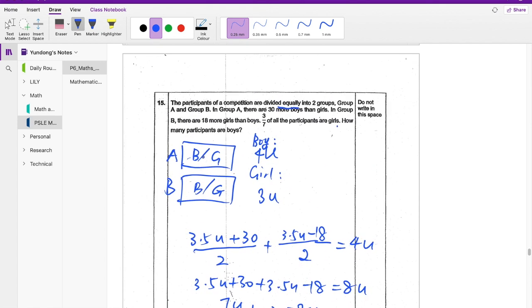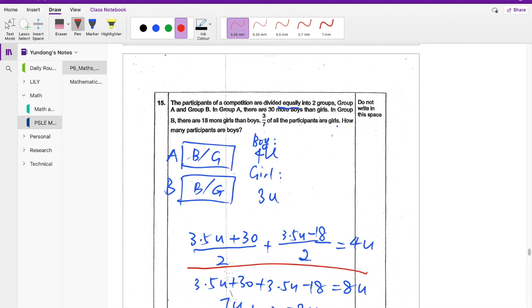So here also, what we want to do is find the equation, right? We make some assumption first. For example, if we assume boys are U, but the question says 3/7 of all participants are girls, then for boys it's 4/7. We just make it 4U for ease of calculation. If boys are 4U, then girls are 3U, right? Then in total would be 7U.